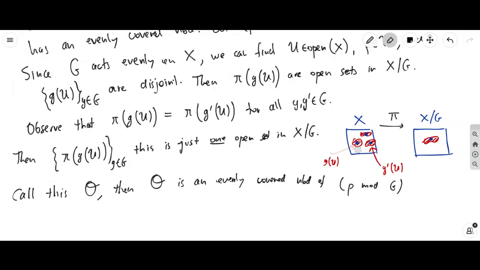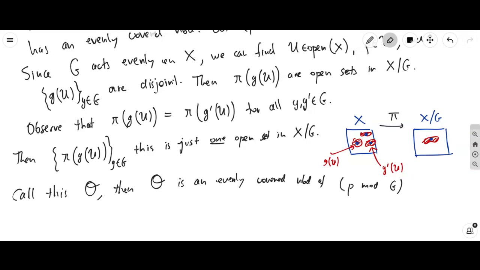So they all come together, and all of these open sets come together into one, and this is an evenly covered neighborhood. You can see why, because when you pull it back under pi, you're getting all of these non-overlapping sets, because the group acts evenly, and they're all being mapped homeomorphically over to that one. I guess the question is, why is it being mapped homeomorphically? But I'd rather not go there. I think we've said enough on this. That's the main idea.